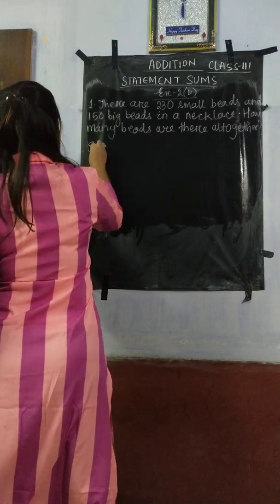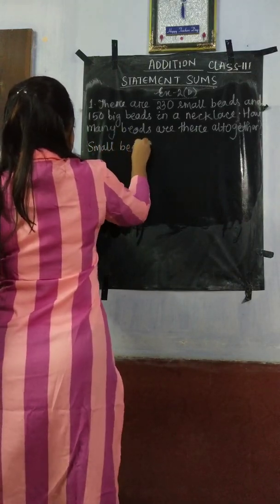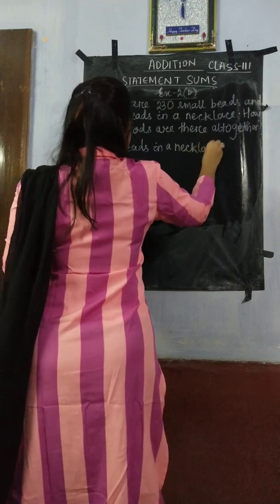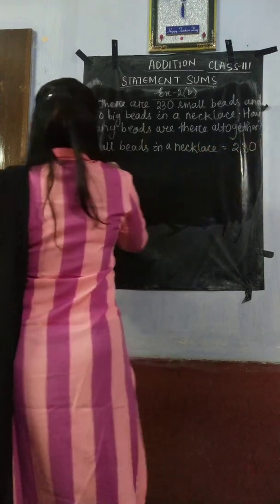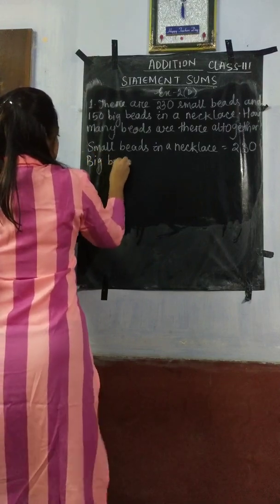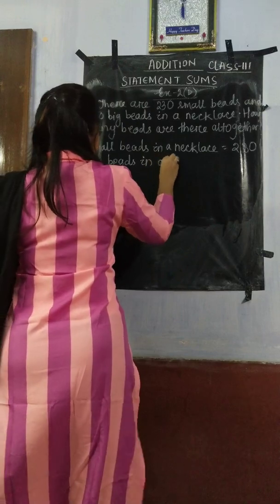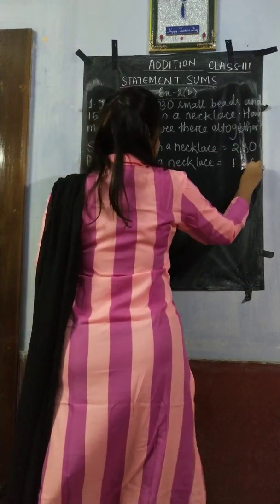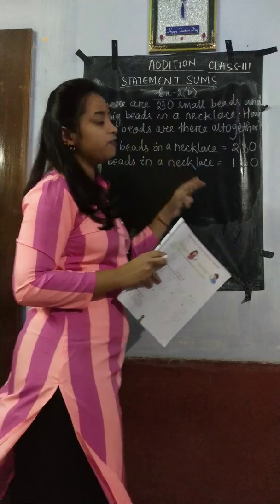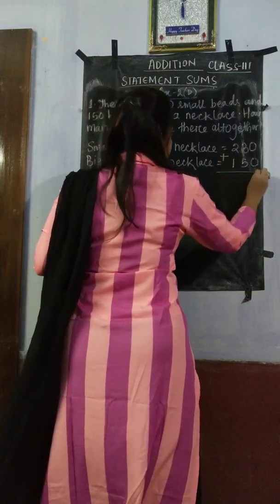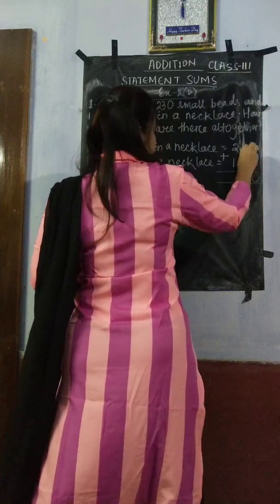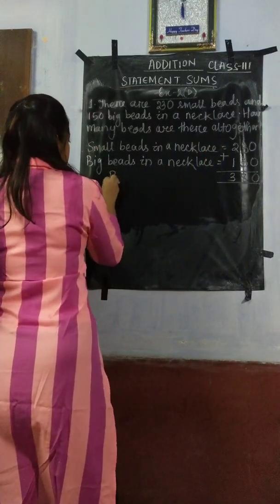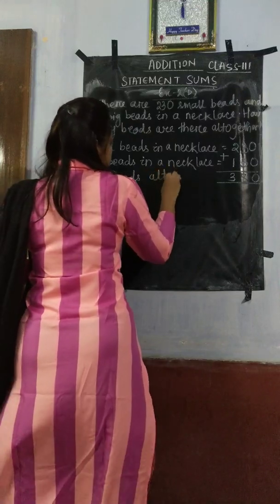We'll write small beads in a necklace is equal to 230. Big beads in a necklace is equal to 150. Now to find out the total number of beads, we will add. 0 plus 0 is 0. 5 plus 3 is 8. 2 plus 1 is 3. So this is beads altogether, or you can also write total beads.